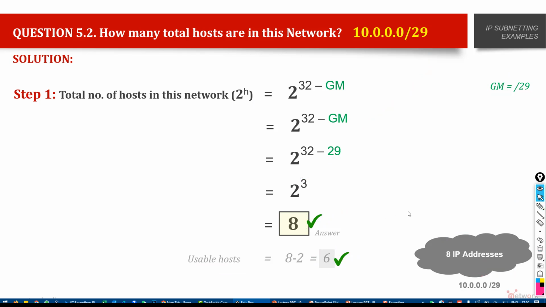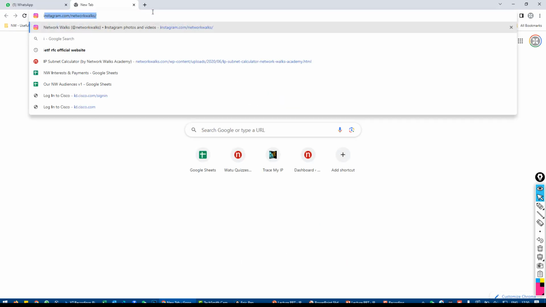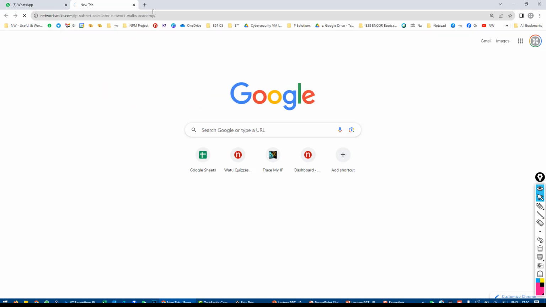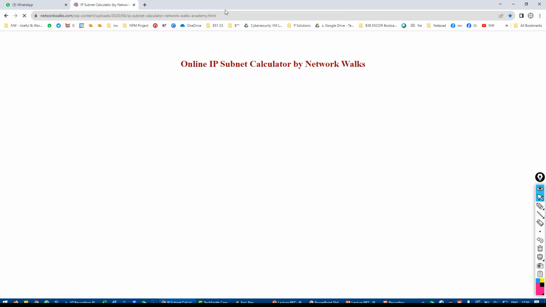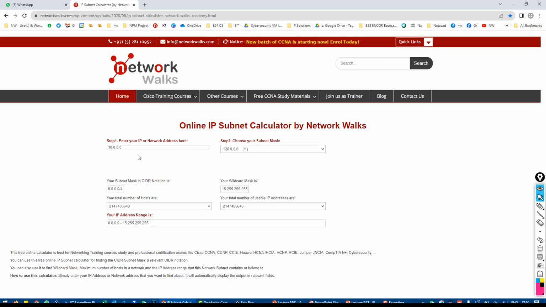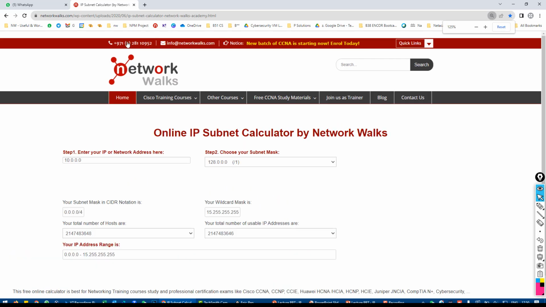So this is how we can solve it. We can find how many IP addresses we are going to get if I use this subnet. We can also calculate the number of IP addresses with an IP subnet calculator. Online, you can use any IP subnet calculator, but we will use NetworkWalks here. I'll share this link in the comments also.